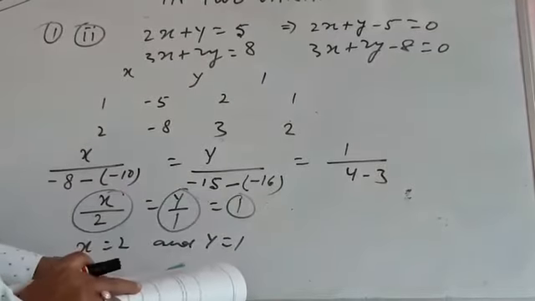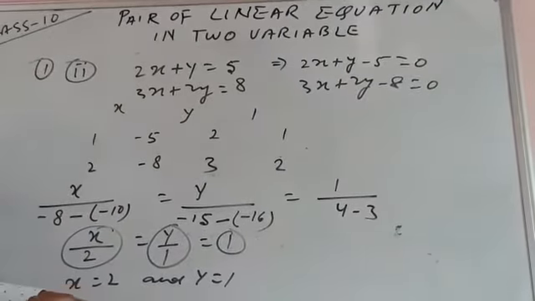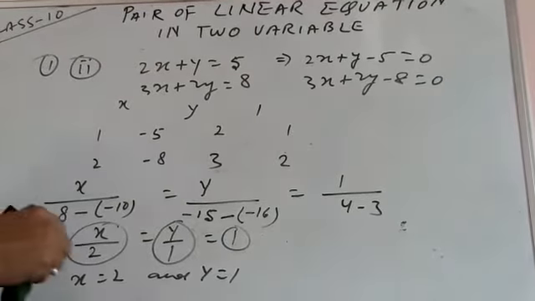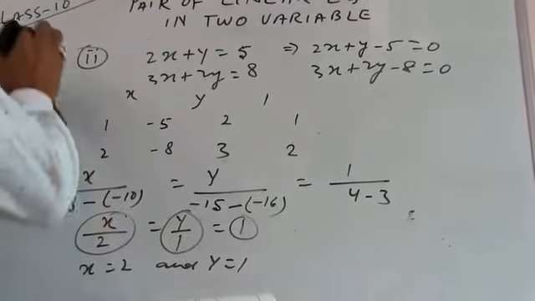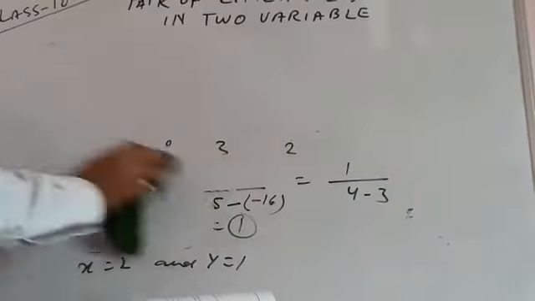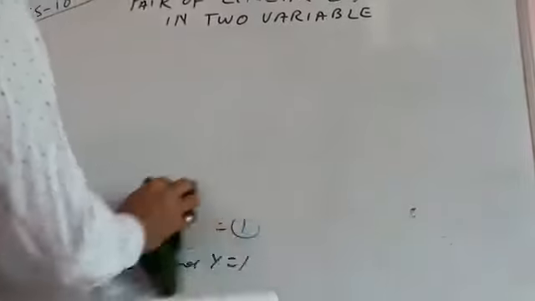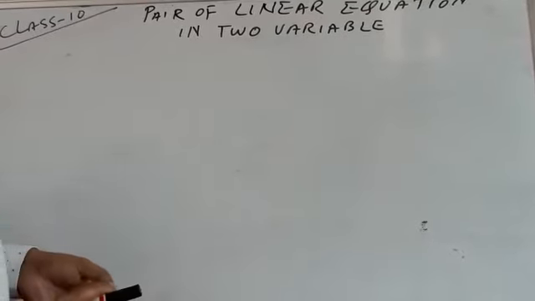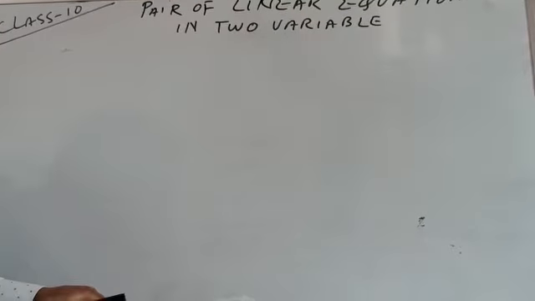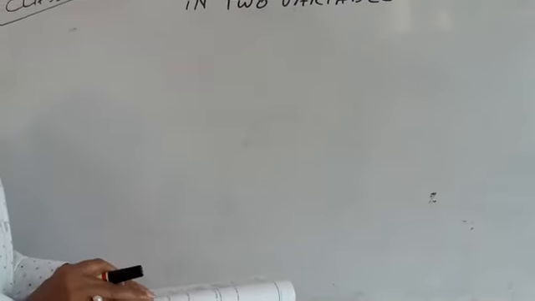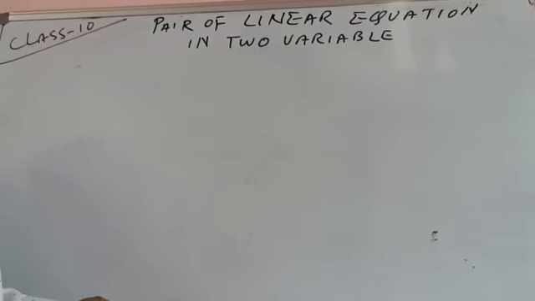So this is about question number 1, and now question number 2. I am doing one part of question number 2. This is also based on the conditions we all know for linear equations in two variables. The second part is: for which value of k will the following pair of linear equations have no solution? For no solution, what is the condition we have?